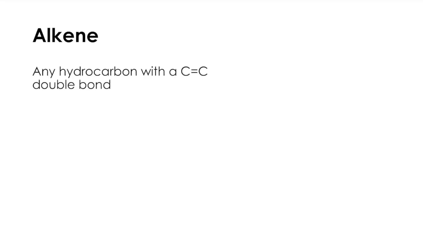The first group we're going to talk about is an alkene. An alkene, by definition, is any hydrocarbon with a carbon-carbon double bond. It's really that simple. So an example might just be something like this, or something like this, or this. Anything that looks like it has a double bond in it. There can be any chains coming off as long as there's a double bond.